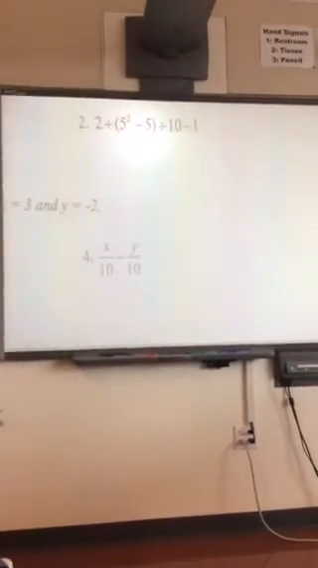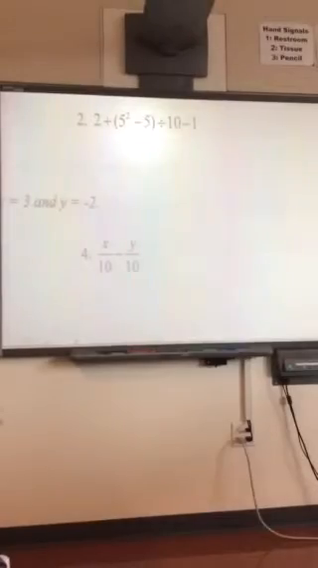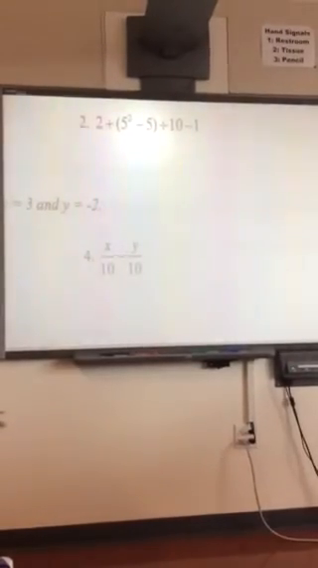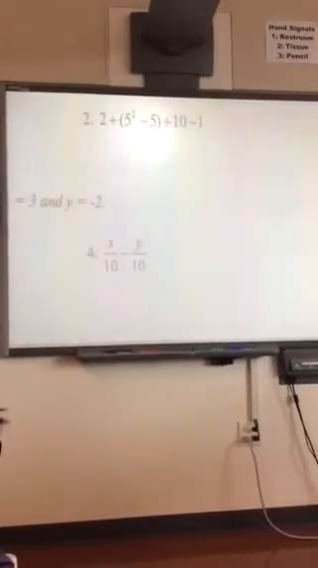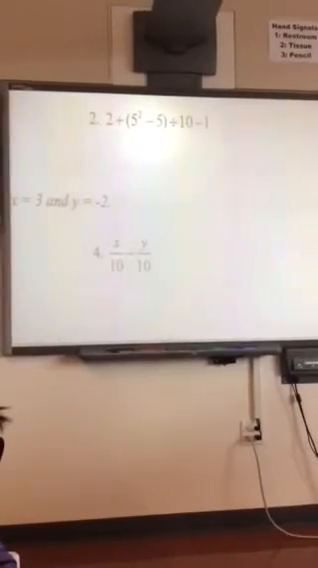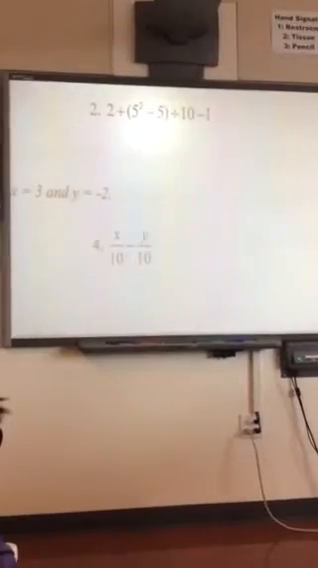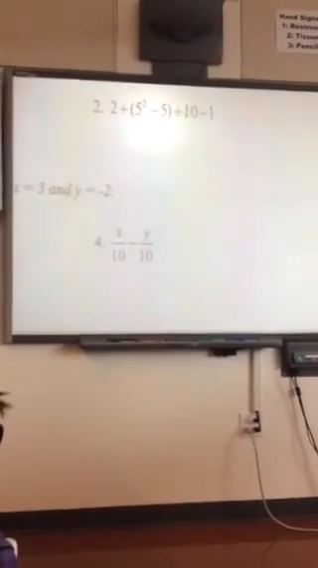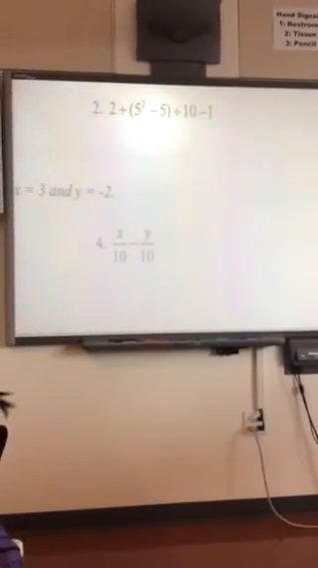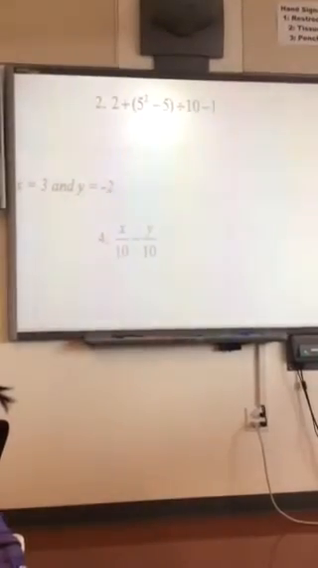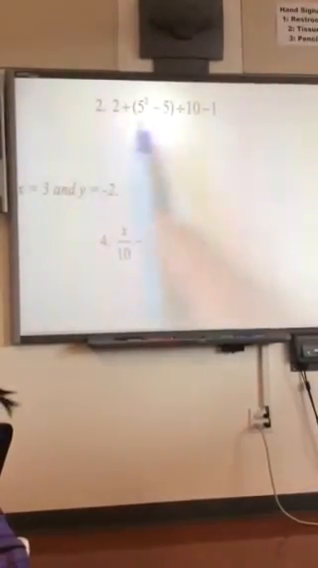We've got another expression here. We're going to follow PEMDAS. 2 plus 5 squared minus 5 in parentheses, divided by 10 minus 1. So first here, parentheses. When you see parentheses, you'll follow PEMDAS within the parentheses like you're doing the whole other thing. So here, I'm going to follow PEMDAS in here.